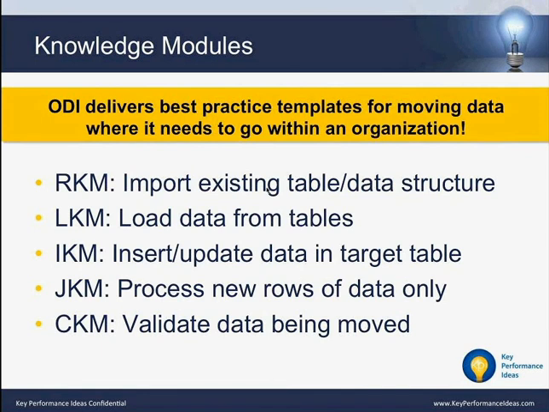We also have checking knowledge modules, CKMs. These are a powerful way of validating data that's being processed to ensure it meets our business rules. For example, we might want to validate that all customer records being moved from one place to another have a zip code. If they don't have that set, we can set that data aside and deal with it later.